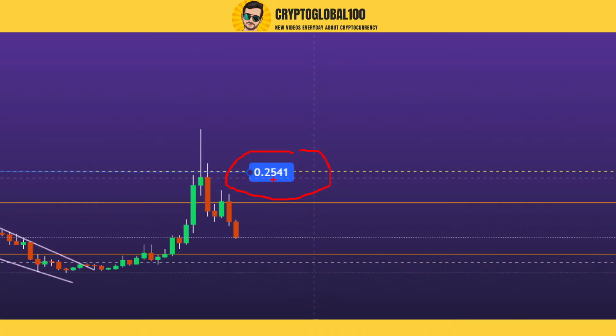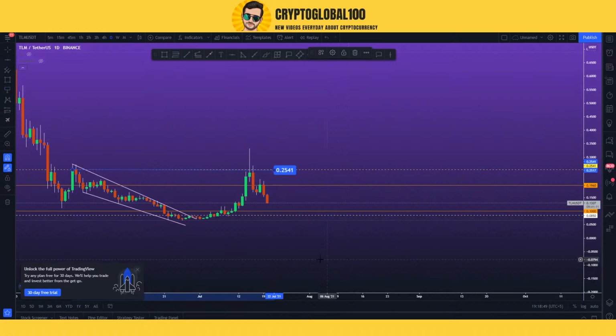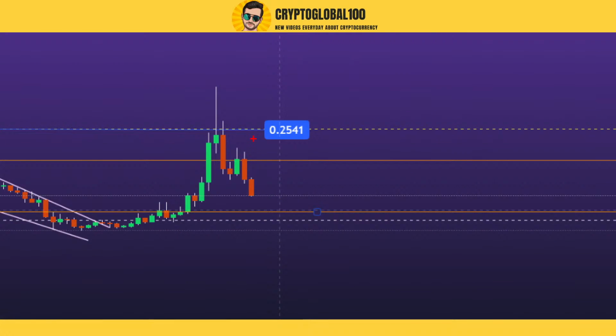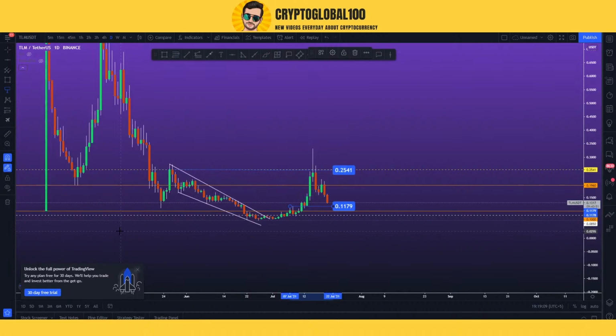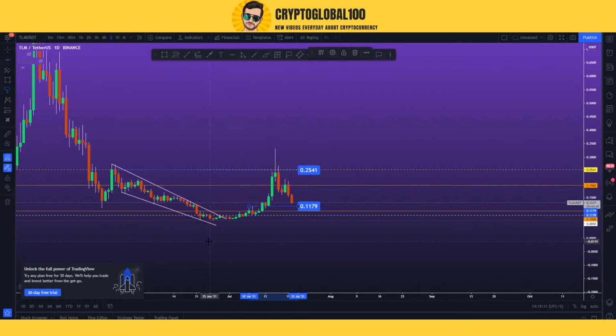Otherwise, if any candle stays below 0.25, we would not be going on the upside. Simple theory. And right now everything is going down, all the altcoins are going down. So right now TLM is going down as well, but on the downside we have this as the support level. I'm gonna mark this one as the support level, 0.11 to this area, 1179. This would be our support area.